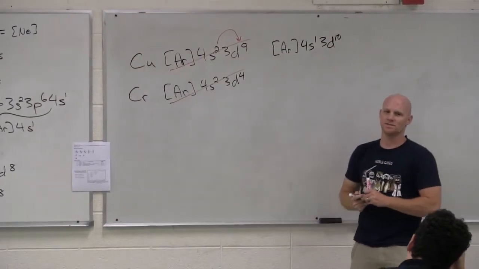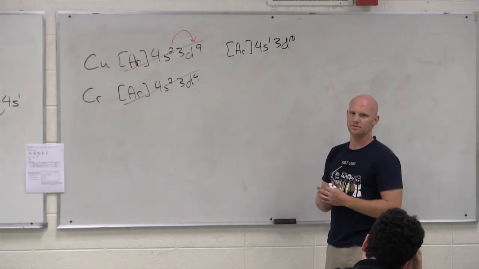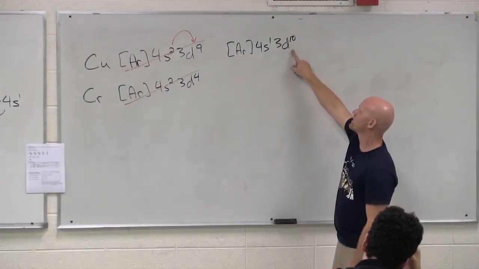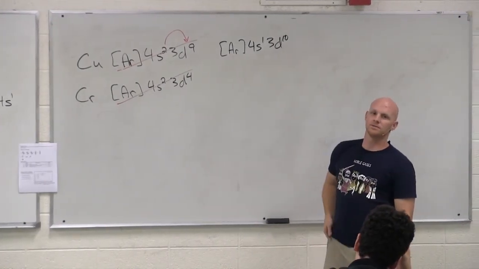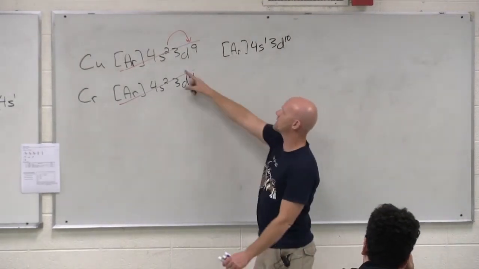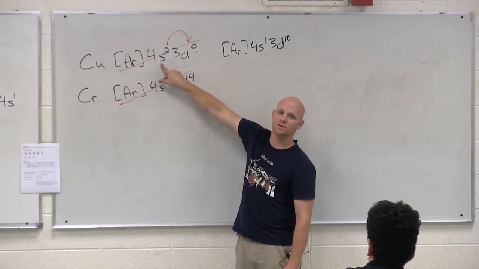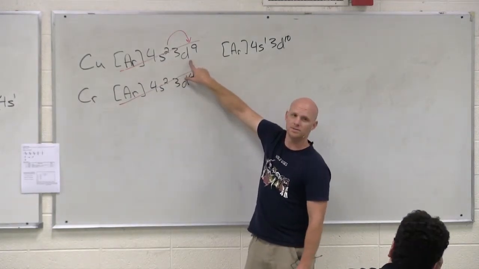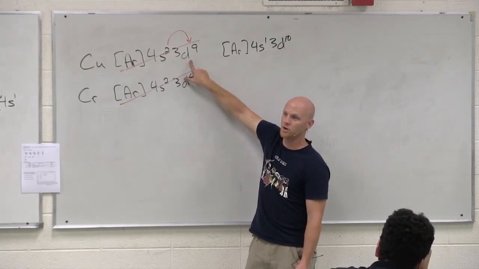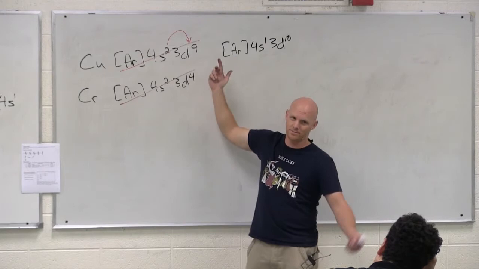Why did we do this based on what we just talked about? Why does copper prefer this? The 3d is a more stable shell than a 4s, and so it moves the 1 over to become more stable. So if you look, is the 4s full in this one? Yes. Is the 3d full? No. Is it exactly half full? No. So the 4s, that's good, but the 3d, it's not full or half full, that's no good.